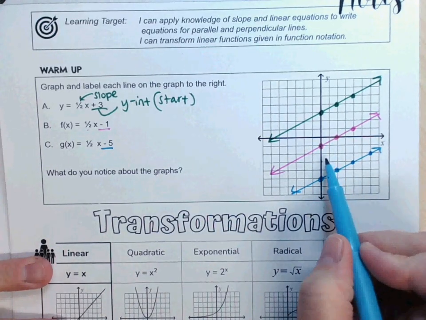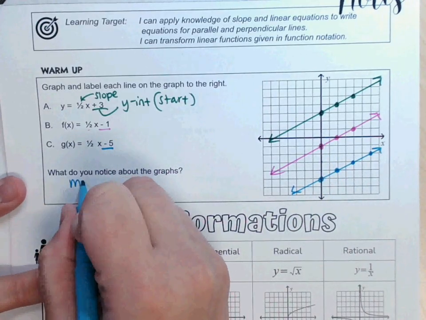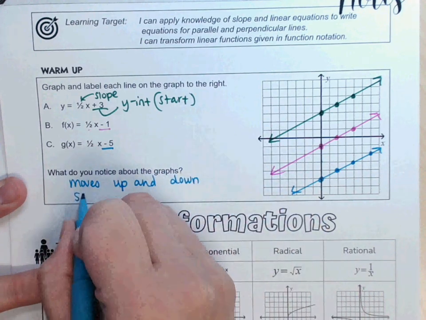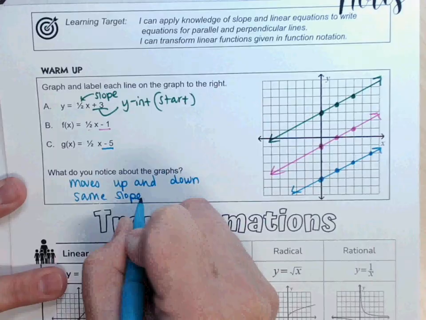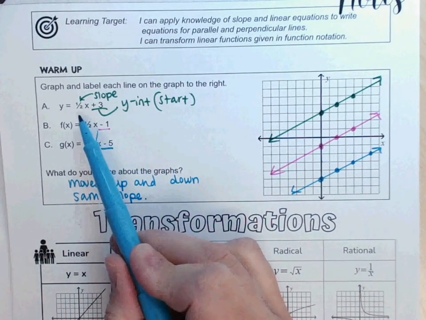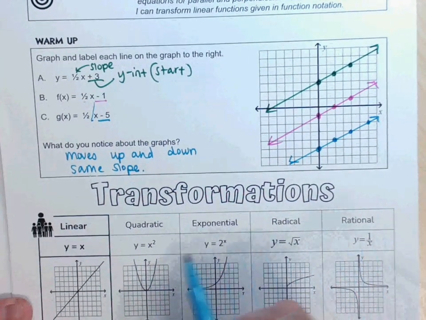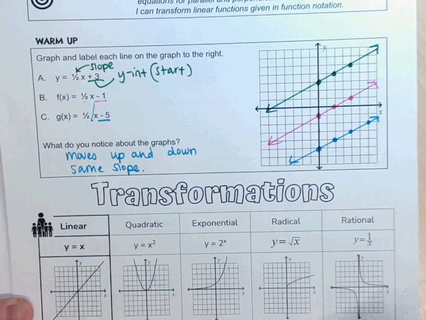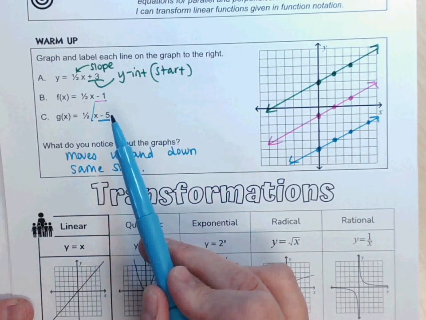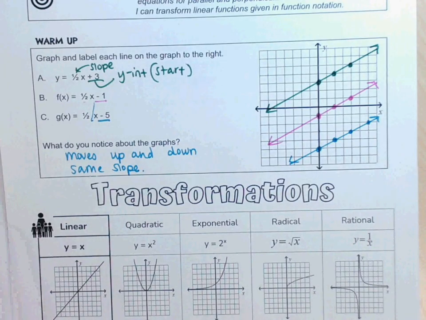I notice that it looks like they are moving up and down from one another, but they all have the same slope. And if I look at the equations, I can see that they all have the same exact slope, but they do have different y-intercepts. What we're experiencing right now is known as transformations, and that's what today's activity is about, is when we make little changes to the graph or the equation, such as changing the y-intercept, and the impact we see on the graph when we've done that.